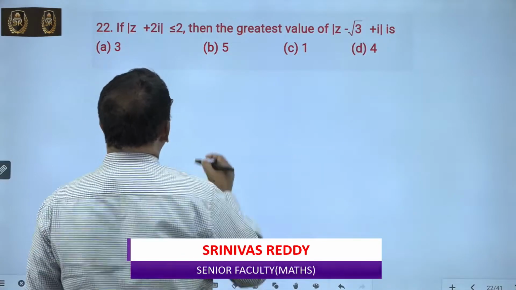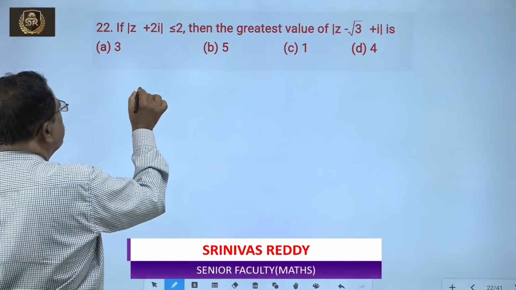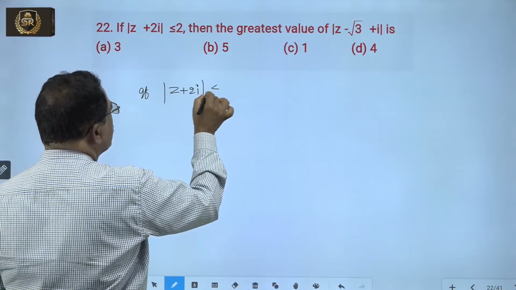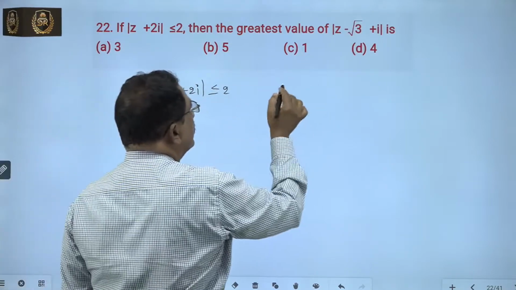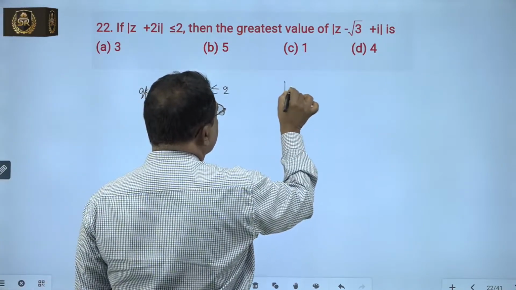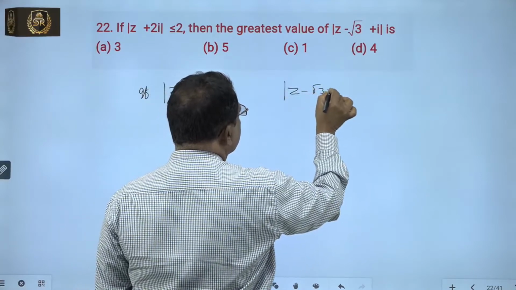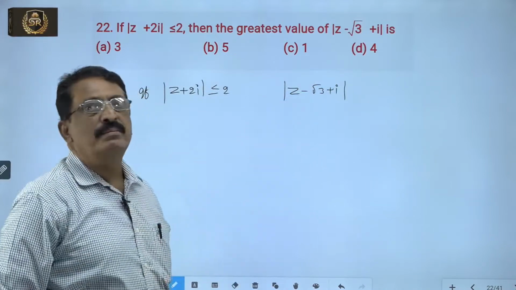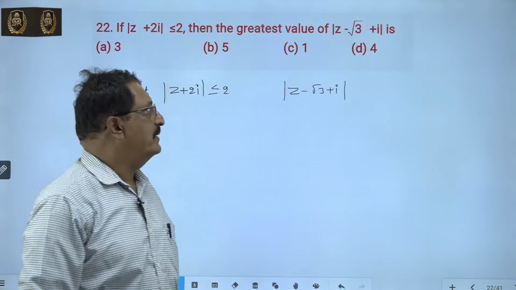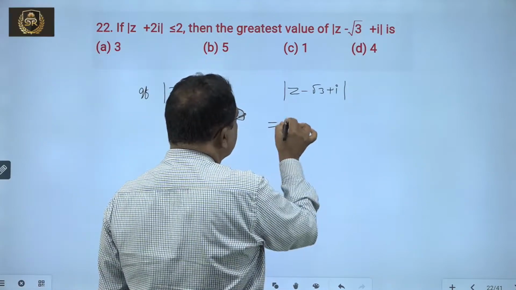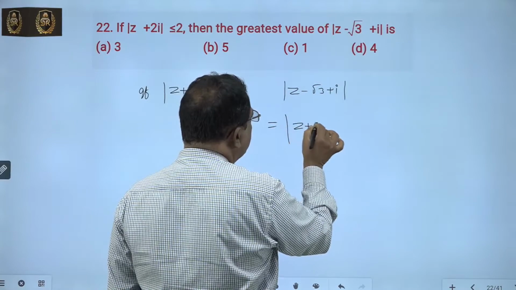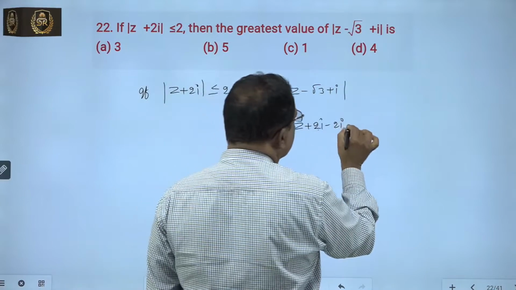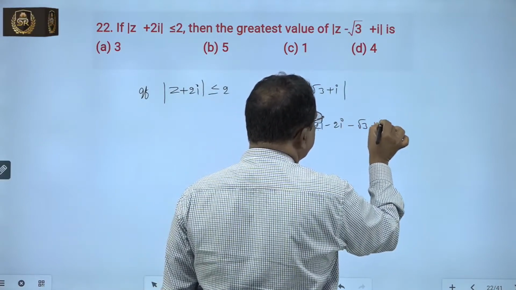Next problem. If |z + 2i| is less than or equal to 2, then find the greatest value, or maximum value, of |z − √3 + i|. Now it can be written as |z + 2i − 2i|, adding and subtracting 2i, and next the remaining terms, −√3 + i.